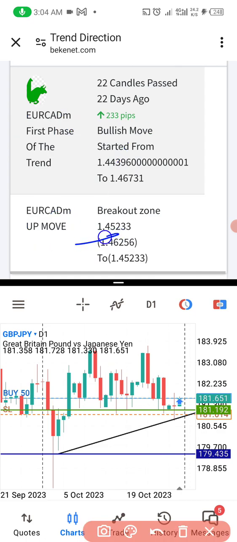Let price break out this zone first before you take any position. Bullish move, this has to be up. Bearish move, this has to be down. Turning point bullish move, this has to be up. Turning point bearish move, this has to be down. Simple. Then if you want to confirm your trend, you just plot this, join it together just the way I did it. You get your trend direction up and down. It's very, very simple.